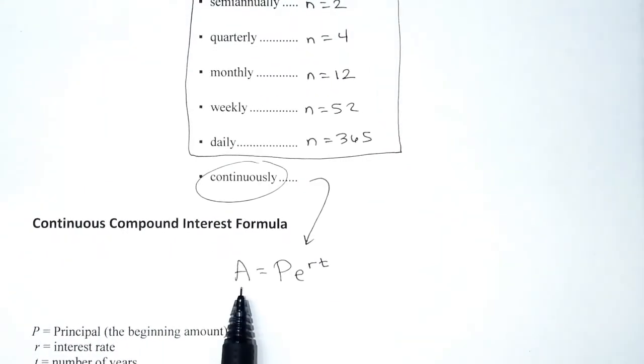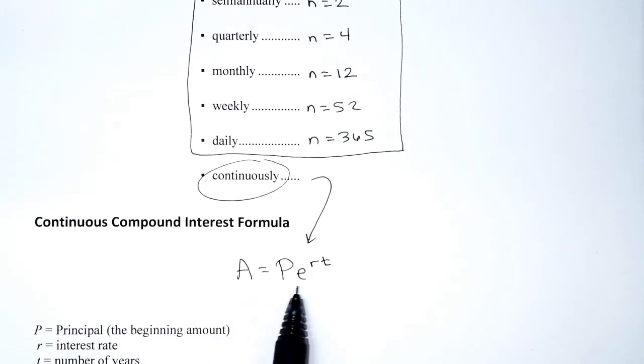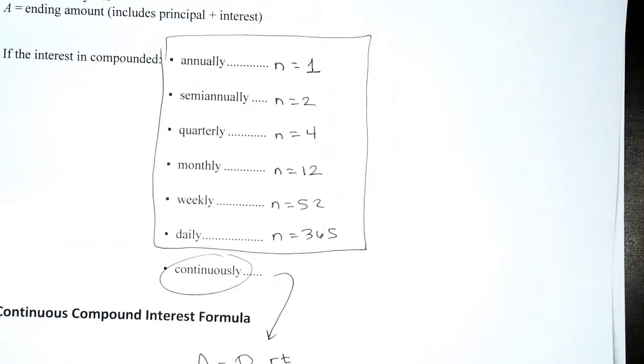A is your ending balance or your final amount, principal plus interest. P is your principal, E is just a constant. What was it, like 2 point something? R is your rate, and T is your time in years. Cool. So let's go ahead and do a fun problem and then take it away from there.